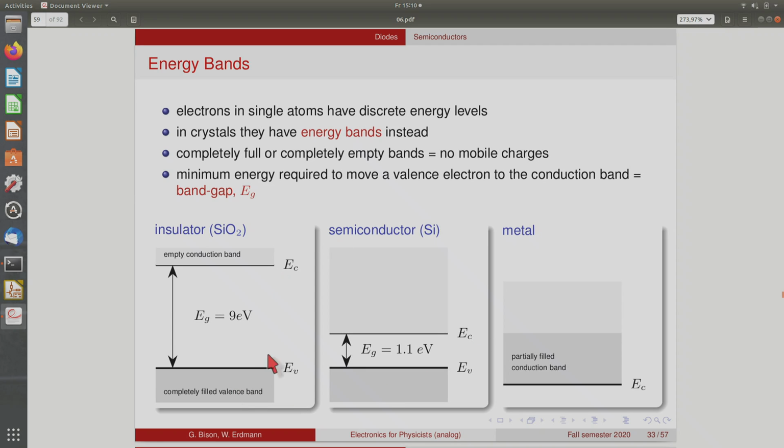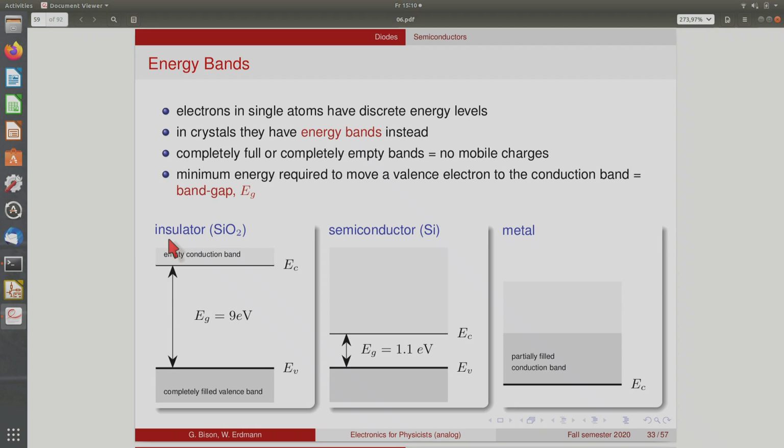So in an insulator, this energy gap is relatively large. So here you have a completely filled valence band. And if you want to get an electron to move around, you have to give energy to this electron to enter the conduction band. And this energy in an insulator is relatively high, much much too high to have an appreciable number of conducting electrons at room temperature, and that's why we call these things insulators.